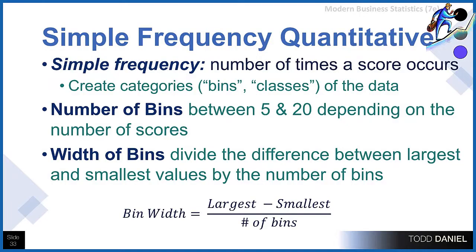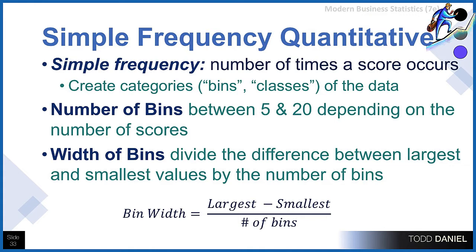Instead, what we do is bin the data. We create little bins into which we place the data. So instead of counting how many ones occur and how many twos occur, we'll count how many scores from 1 to 5 occur. So 1 to 5 will be our first bin, and 6 to 10 will be our second bin. We create the bins, and we count how many scores occur within those bins.